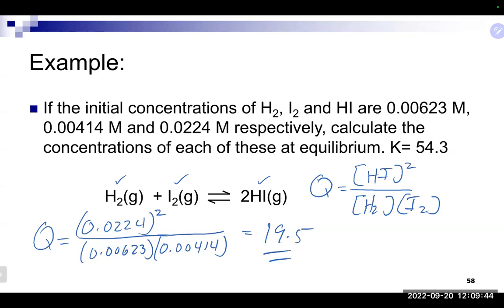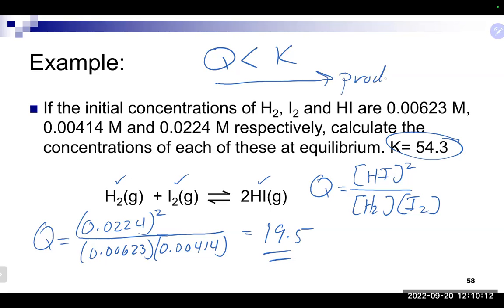In this case, we are obviously given the K value, that is 54.3. In this case, Q is less than K, right? That tells us we are not at equilibrium, which we probably could have guessed because it wouldn't have been much of a problem at that point, right? So it does tell us which way we need to go to reach equilibrium. We need to go opposite of where that's pointing. So we need to go to the product side.